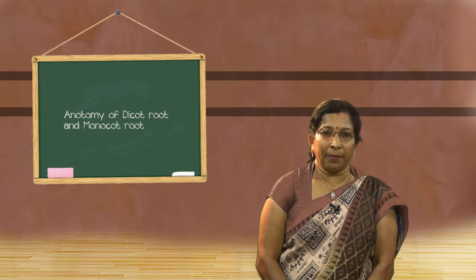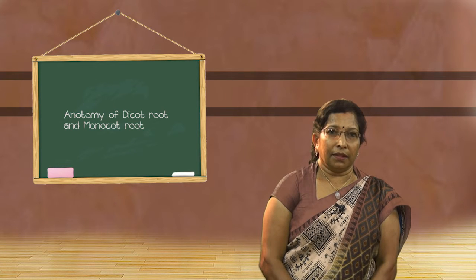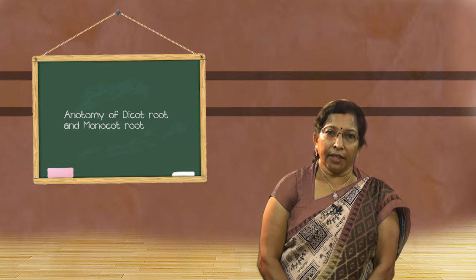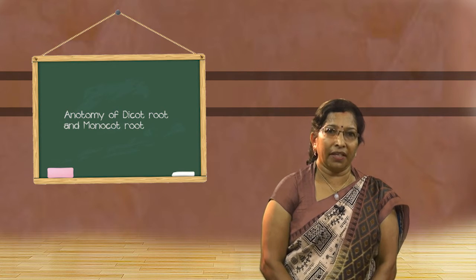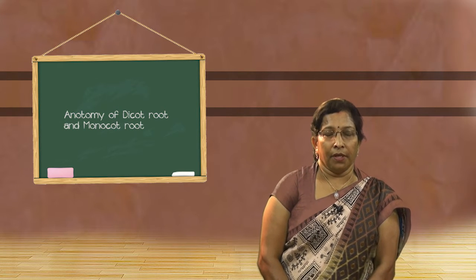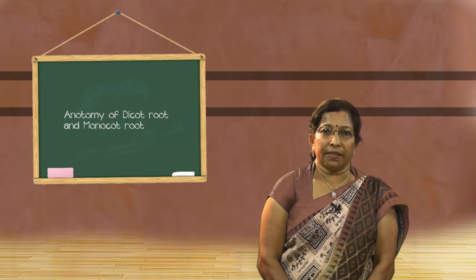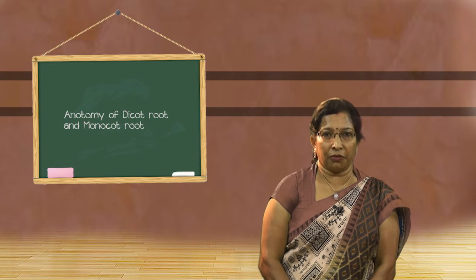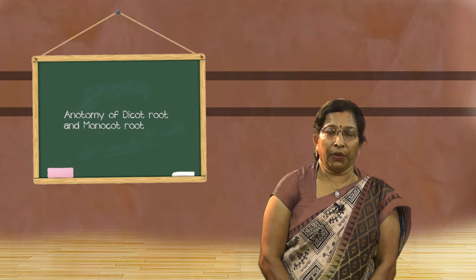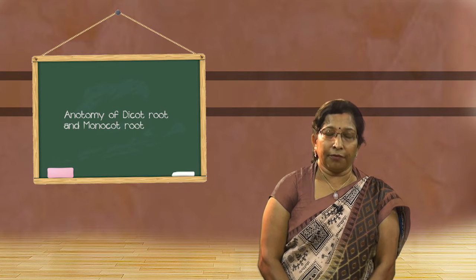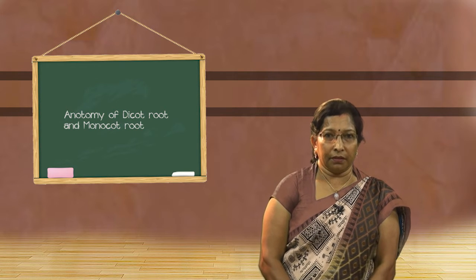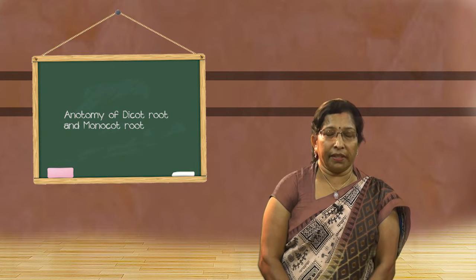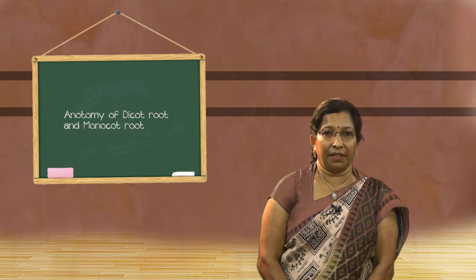Radial vascular bundle means when the xylem and phloem are arranged on different radii alternating with one another. Generally in the roots there is a radial vascular bundle, and in the stem it is conjoint vascular bundle. In the xylem strand, the first formed protoxylem is facing the periphery and metaxylem is facing the pith. This condition is called exarch condition.